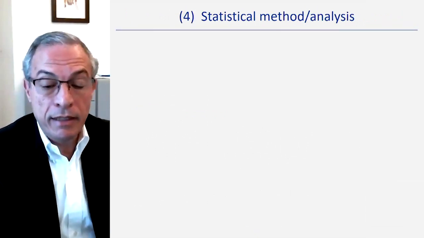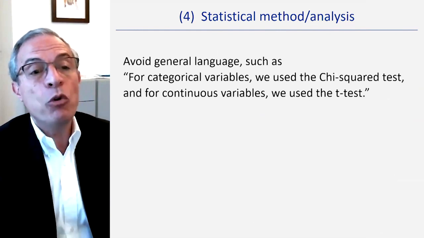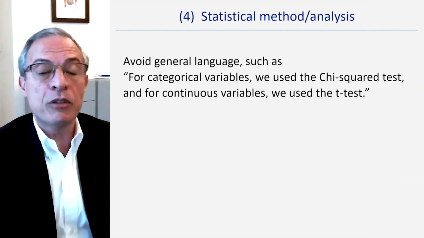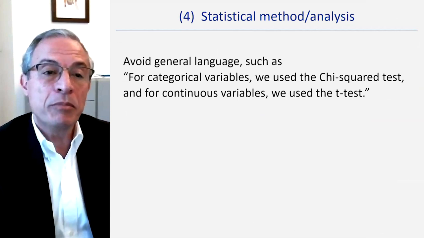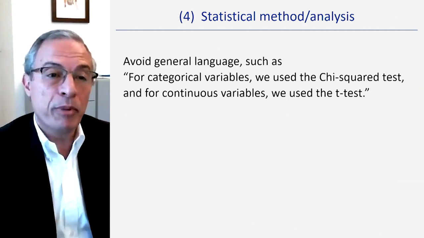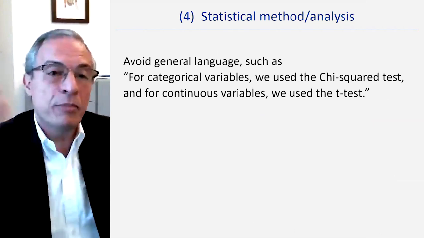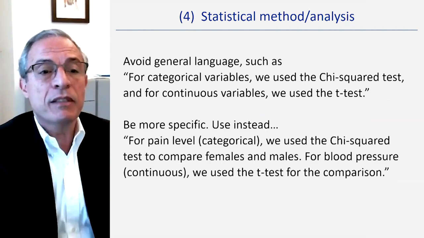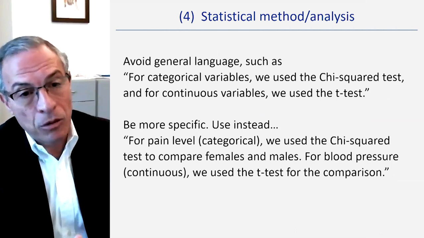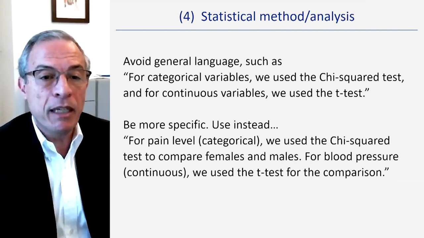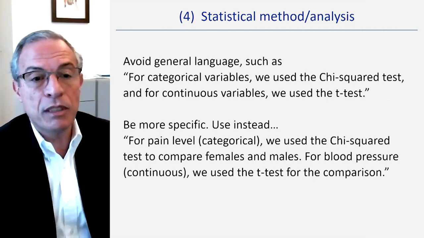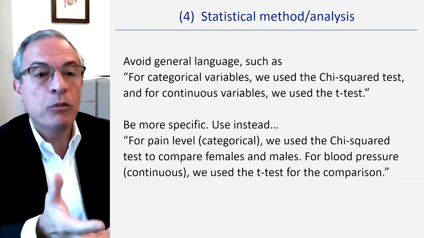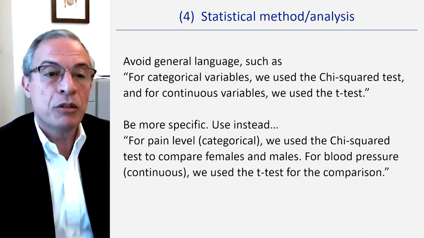So statistical method and analysis, how do you write that? Avoid general language, such as for categorical variables, we use the chi-square test, and for continuous variables, we use the t-test. I mean, I can copy and paste this in all kinds of papers, and they don't say anything specific to the paper I'm reading. Be more specific. For example, for pain level, which is categorical, we use the chi-square test to compare females and males. For blood pressure, which is continuous, we use the t-test for the comparison. Okay, so now I know what you're talking about. I know what we use the test to do.